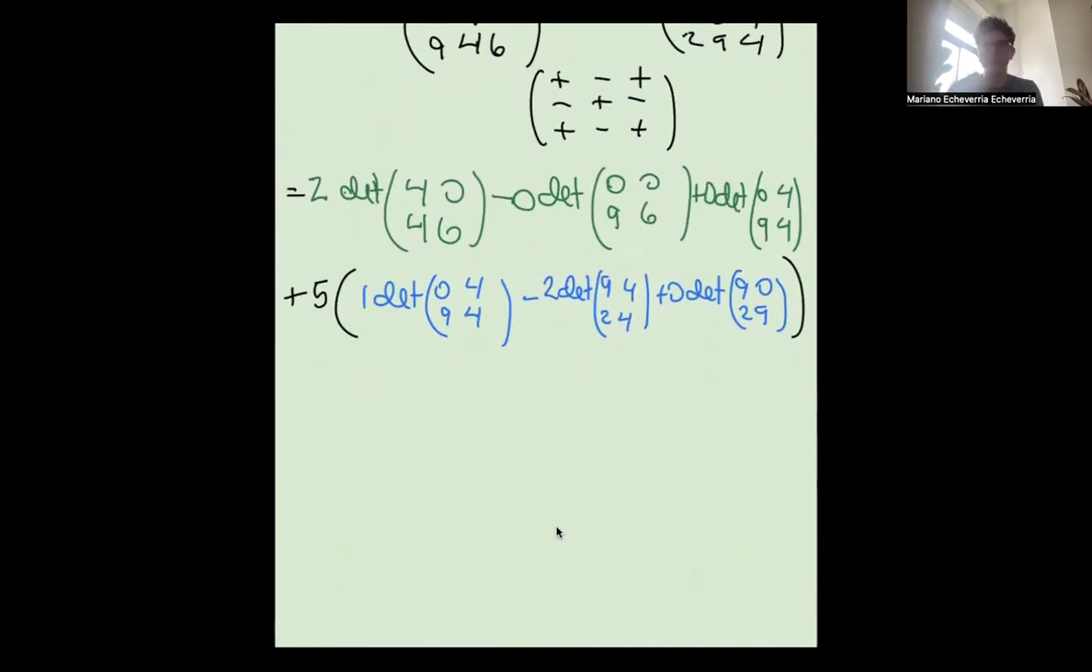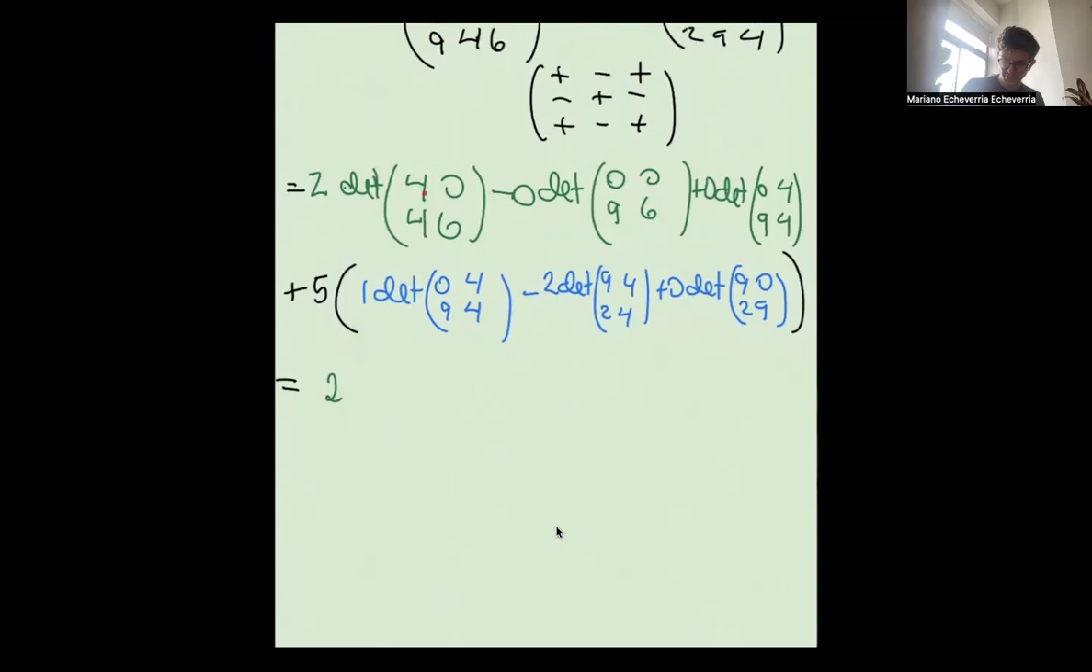And once you get to the 2 by 2 stage, it's easy because you can easily remember the formula for the determinant of a 2 by 2 matrix. So you just get 2, let's keep using the same colors. You get 2, what is the determinant of this one? 24 minus 0, right? And then here is 0, 0, I don't care about it. I'll just not even write it.